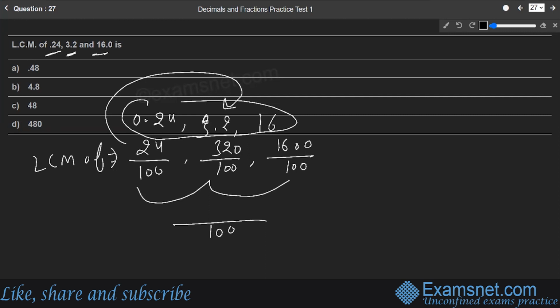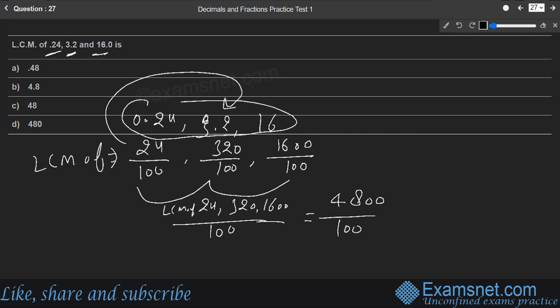Now we are supposed to find the LCM of 24, 320 and 1600. There are multiple ways we can find the LCM of 24, 320 and 1600. Clearly it is 4800. The LCM of 24, 320 and 1600 is 4800. We can find it on the rough side, and then we can solve it by the complete factorization method and then find the least common multiple. That is already solved in one of the chapters.